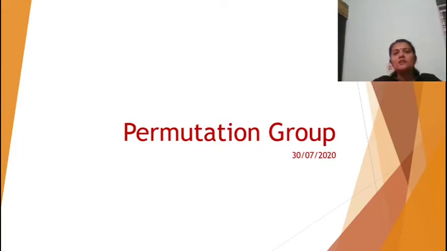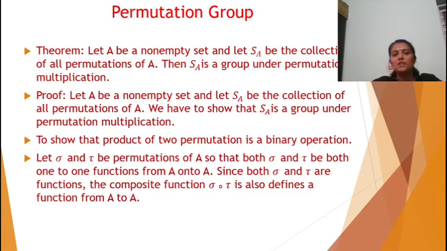Today we have a theorem. Let A be a non-empty set and let SA be the collection of all permutations of A. Then SA is a group under permutation multiplication. We have to show that the collection of all permutations of A is a group. For that we first show that it's a binary operation. Then we show that it satisfies the axiom G1 associativity, the axiom G2 the existence of identity, and the axiom G3 the existence of inverse.